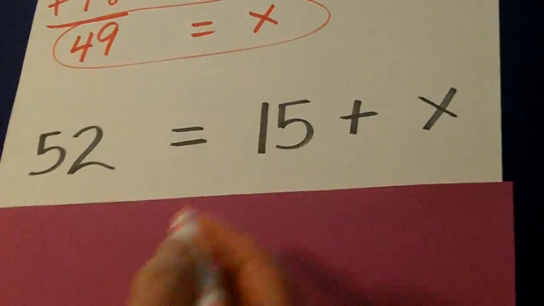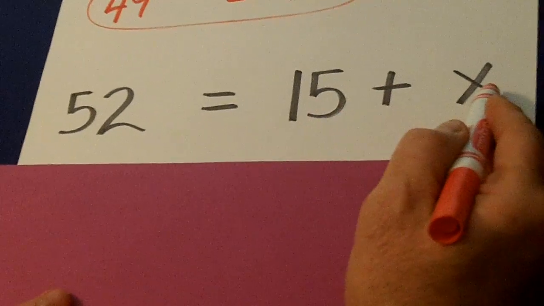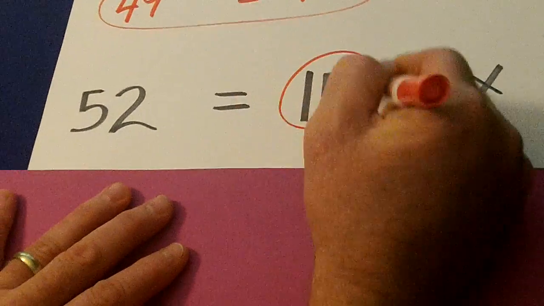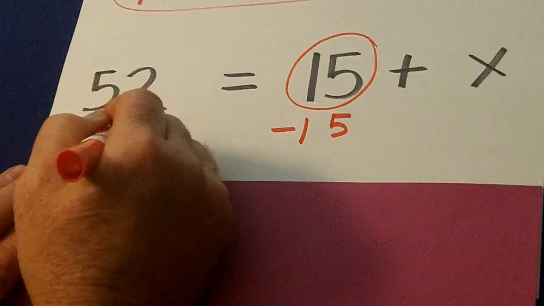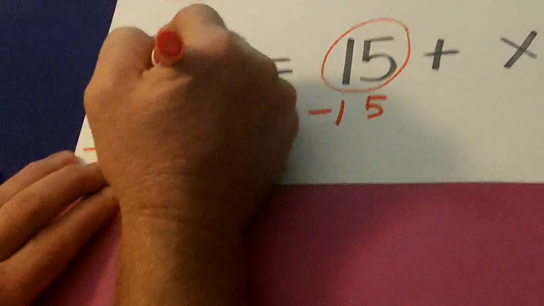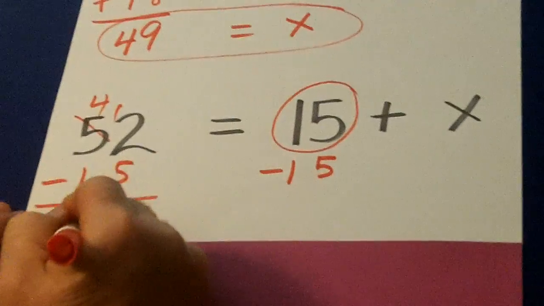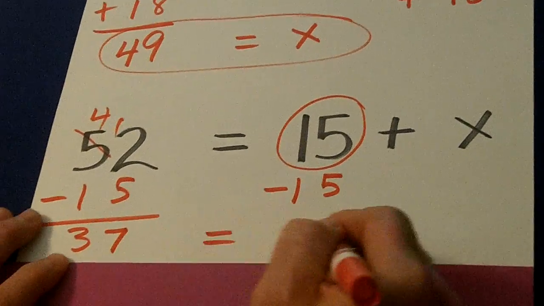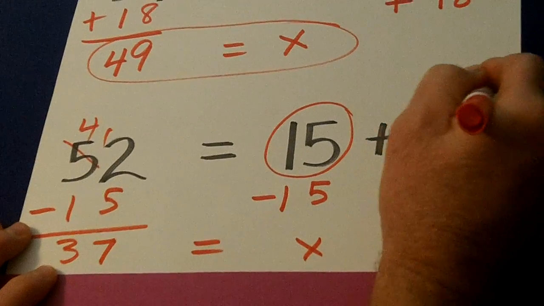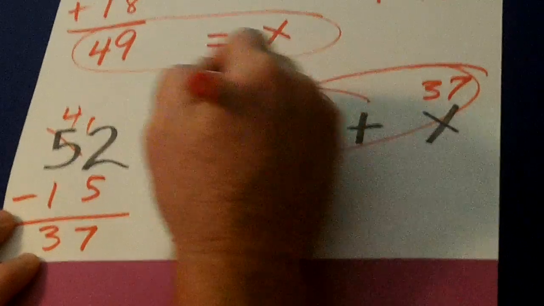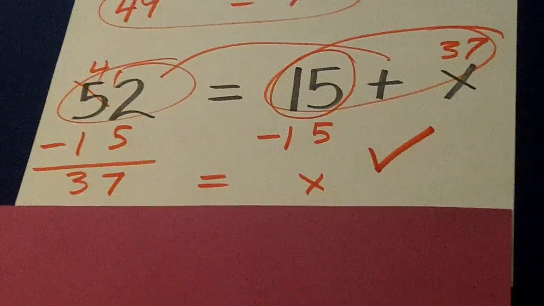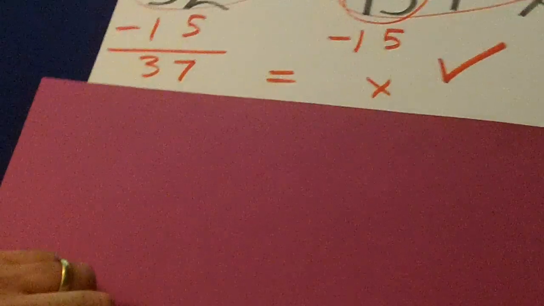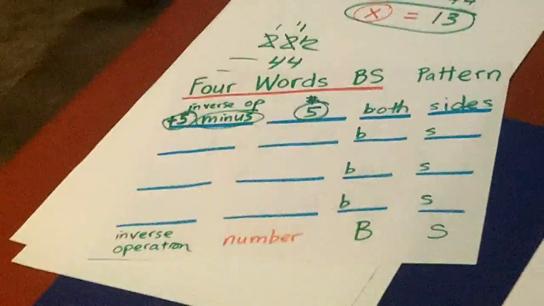And last problem here. 15 plus x. How do we get rid of the 15? Subtract 15, both sides. And when we borrow, we get 37 is equal to x. And if we put 37 here, when we add those two, it is equal to 52. Check. And that's how we do plus and minus for solving equations.